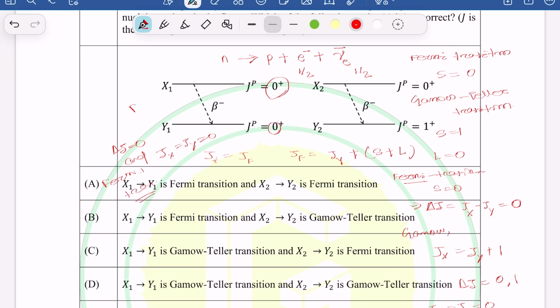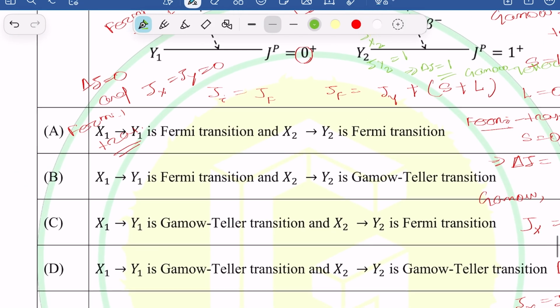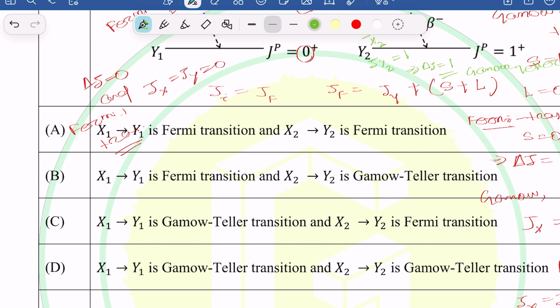However, here you can see J of x2 is equal to 0, and J of y2 is equal to 1. That implies delta J is equal to 1. That means here the allowed transition is Gamow-Teller transition. So the correct option is: x1 is a Fermi transition, and x2 is a Gamow-Teller transition. So the correct option is option B.